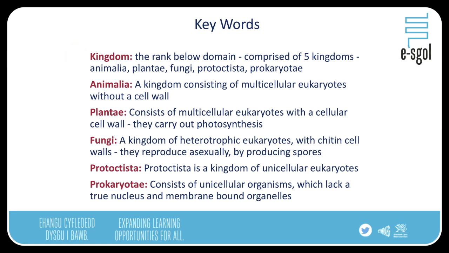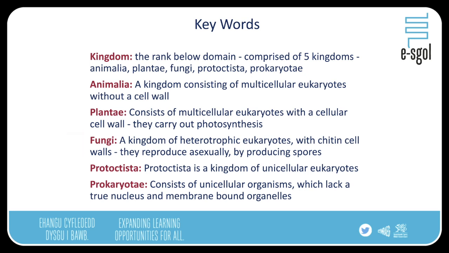Kingdom. Kingdom is the rank below domain, comprised of 5 kingdoms: Animalia, Plantae, Fungi, Protoctista, Prokaryote. Animalia. A kingdom consisting of multicellular eukaryotes without a cell wall. Plantae. Consists of multicellular eukaryotes with a cellulose cell wall. They carry out photosynthesis.